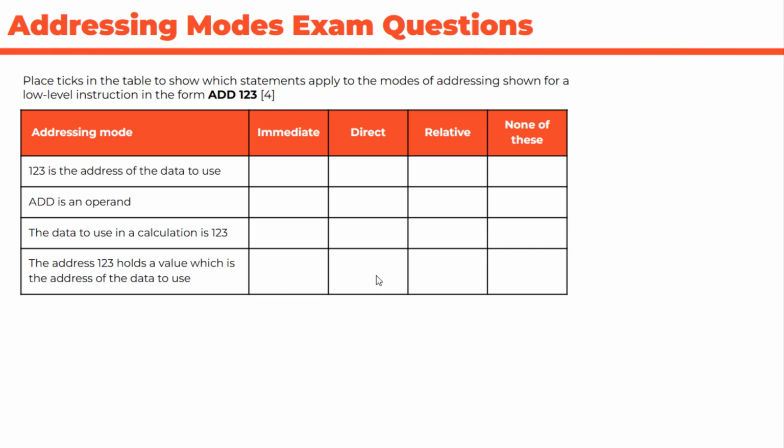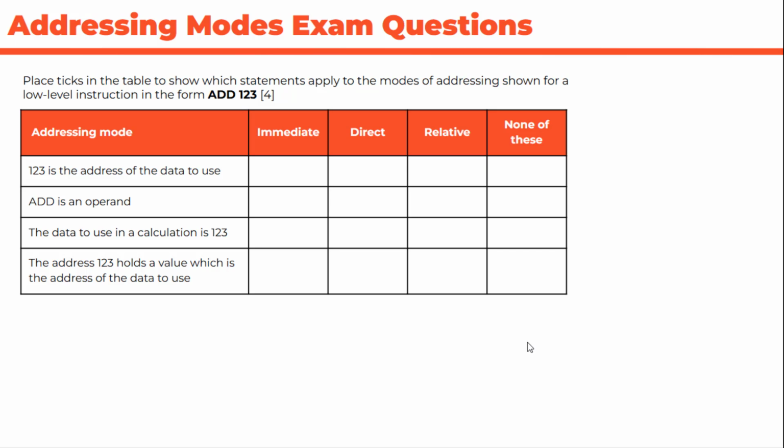So here we've got an exam question. Now my recommendation is to give that a read and pause the video and see what you think you would tick as a part of immediate, direct, relative, or none of these. At this stage, I'm wondering what you're thinking, because it says in this question, place ticks in the table to show which statements apply to the modes of addressing, shown for a low-level instruction in the form add 1, 2, 3. And this is worth 4 marks, so I assume it's 1 row per mark, obviously. And it says here, addressing modes immediate, direct, relative, or none of these.